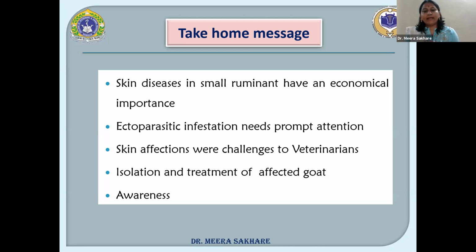In the case of an affected animal, we have to isolate it and give prompt treatment in such skin diseases. And awareness among sheep and goat owners is important. We have to educate goat and sheep owners about the economic importance of skin diseases in small ruminants. Apart from health and management or feeding practices, we also have to educate the owner about awareness of skin diseases in sheep and goat.